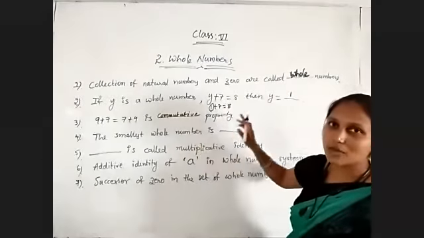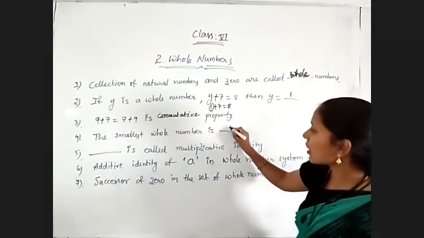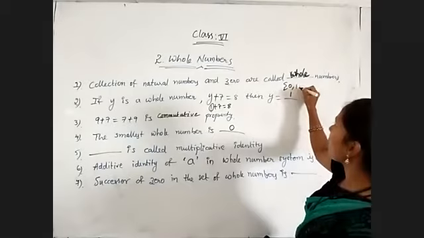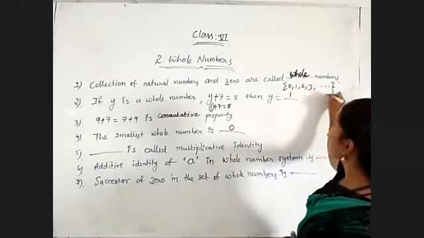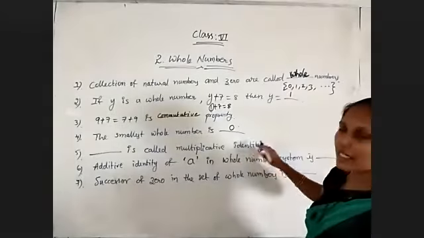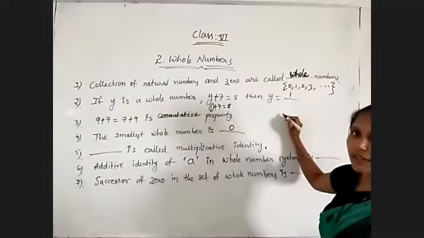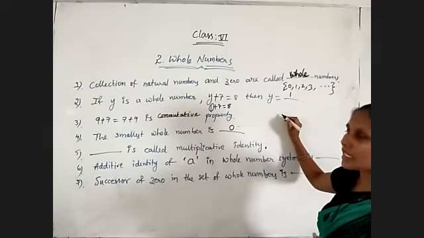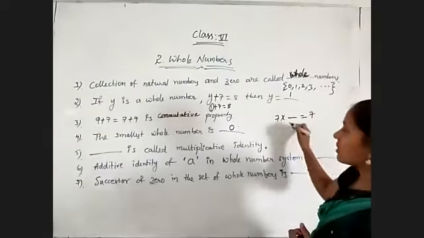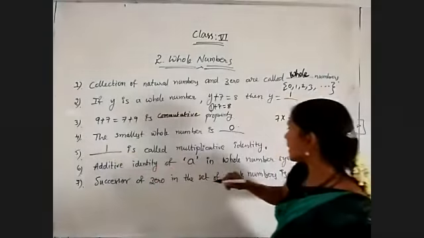Smallest whole number. What is the smallest whole number, and which whole number doesn't have a predecessor? Smallest whole number 0 does not have a predecessor. Starting number is 0, 0, 1, 2, 3 and so on. So the smallest whole number is 0. Dash is called multiplicative identity. So we have two identity elements here. Additive identity, multiplicative identity. Which number is called multiplicative identity? By multiplying which number we will get the same number as the result. 7 ones are 7. So 1 is called multiplicative identity of whole number.